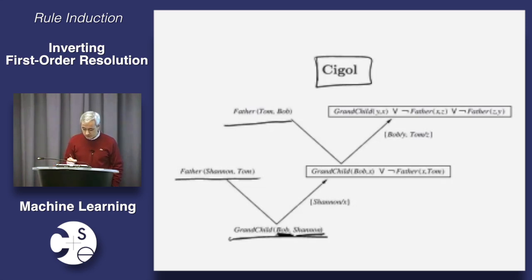Why is that the case? Because Bob is the father of Tom, and then Tom is the father of Shannon. Everybody agree? We know this. The question now is how does the machine learning system figure it out? Well, let's see.